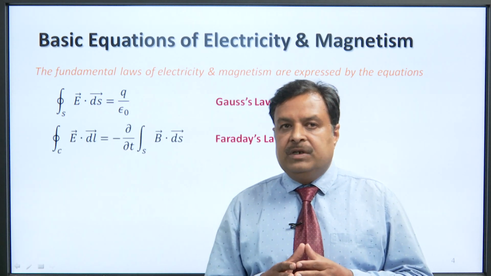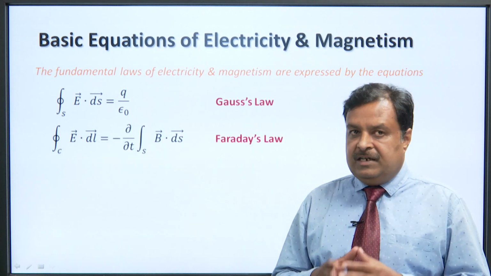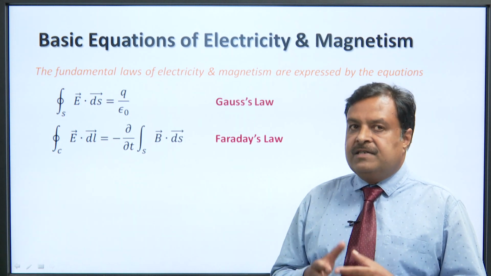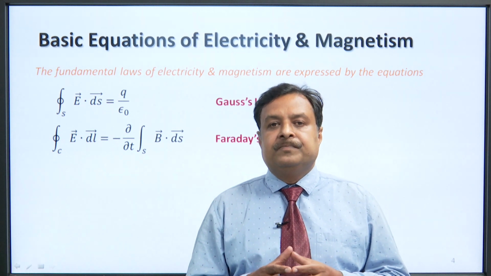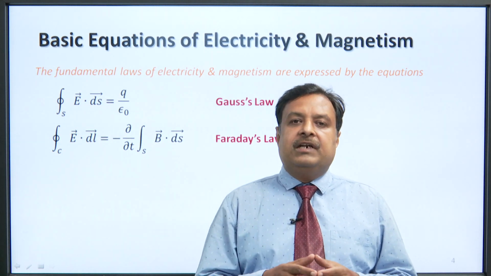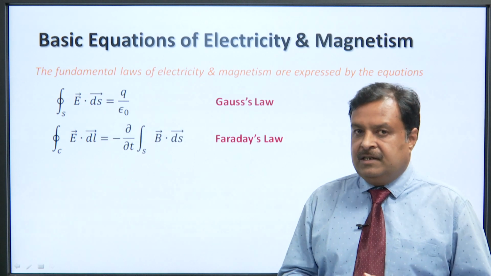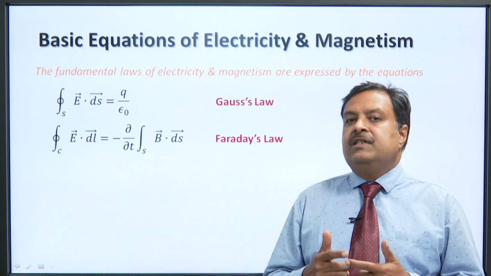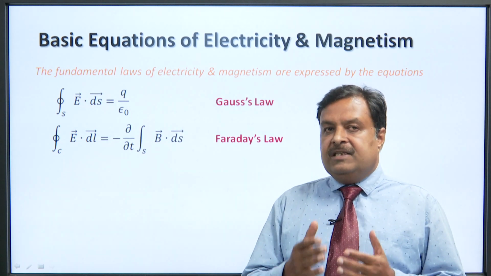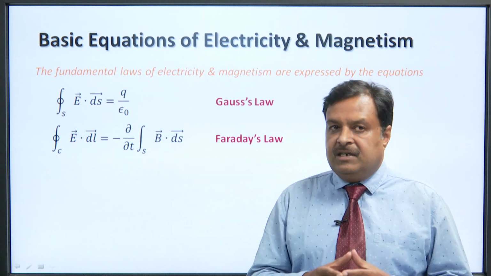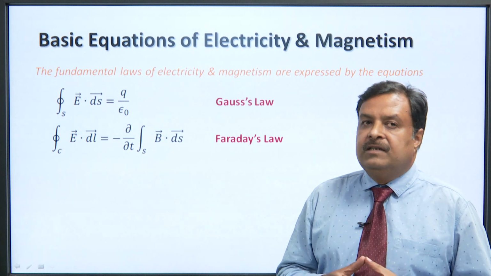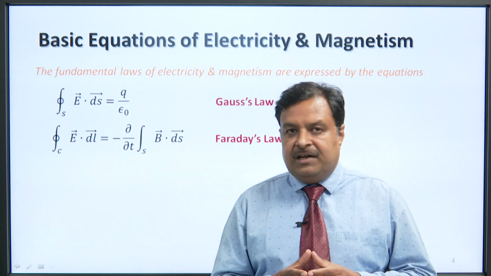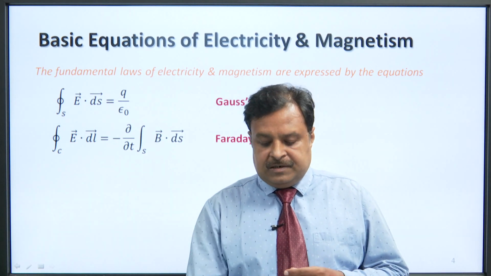This second equation is Faraday's law. It just says that when magnetic flux associated with a closed circuit changes, an EMF is induced in the circuit. In this equation, left hand side represents induced EMF and the right hand side is the negative rate of change of magnetic flux associated with the circuit.